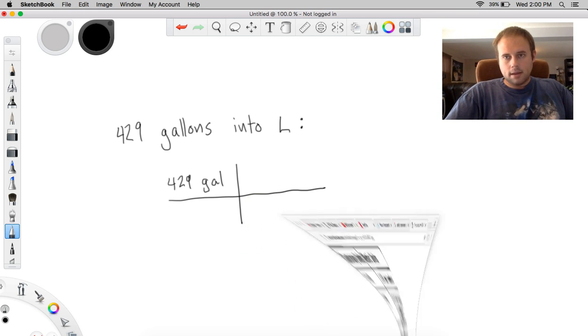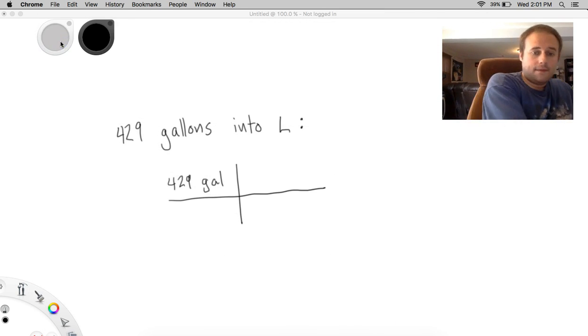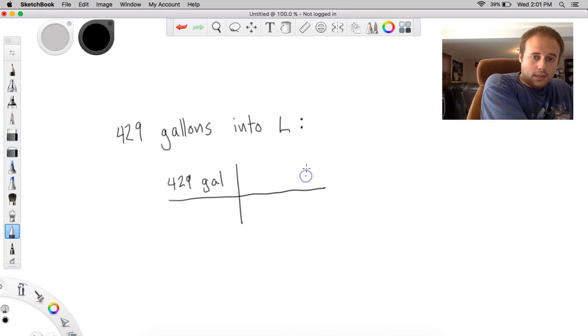So let's go back and reference our table. 1 gallon is 3.785 liters. So a liter is smaller than a gallon. I need several liters in order to make a gallon. Okay, 3.785. So I want liter up here. 3.785 liters for every 1 gallon.